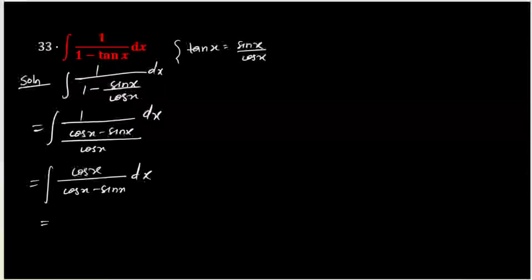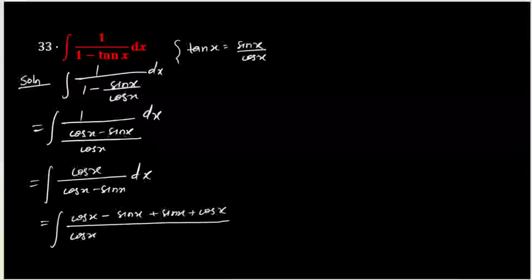It can also be written as cos x minus sin x plus sin x plus cos x by cos x minus sin x dx. Here sin x is cancelled and we get 2 cos x, so 2 is extra, so we can also multiply by 2 and then solve, we get this process.